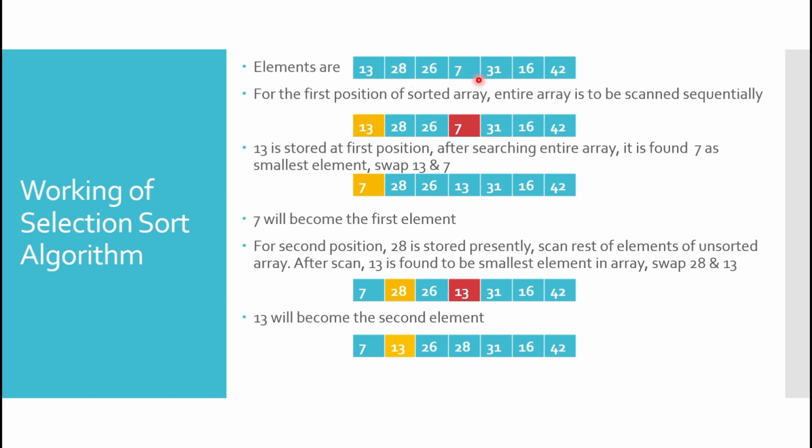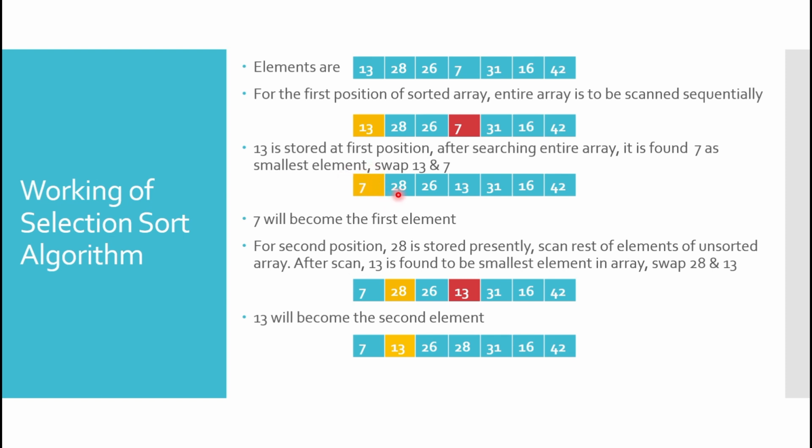Among the other elements, I can see 7 is the smallest number. When I compare 13 and 7, 7 is smaller, so I am swapping both these elements. Now my first element is 7 and the fourth position element will be 13. Now I need not iterate this first element, so this is already sorted.